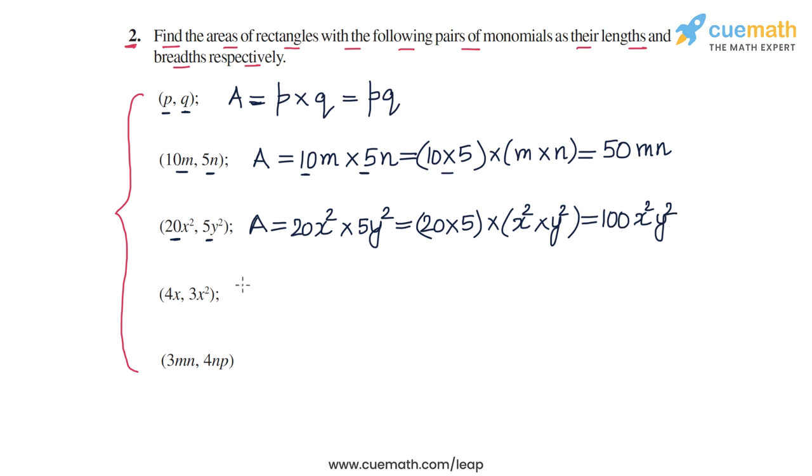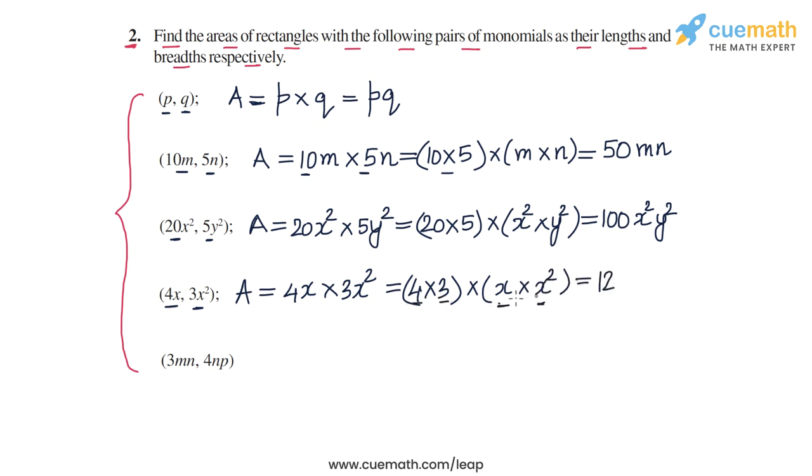In the fourth part, we have the two monomials as 4x and 3x square. So the area will be 4x into 3x square. The coefficients are 4 and 3. So we multiply them separately, 4 into 3. And the variable factors, the algebraic factors, are x into x square. So x and x square are the two variable factors. Now 4 into 3 is 12, and x into x square can be written as x cube. So the product can be written as 12x cube. So this is the area expression for the fourth part.